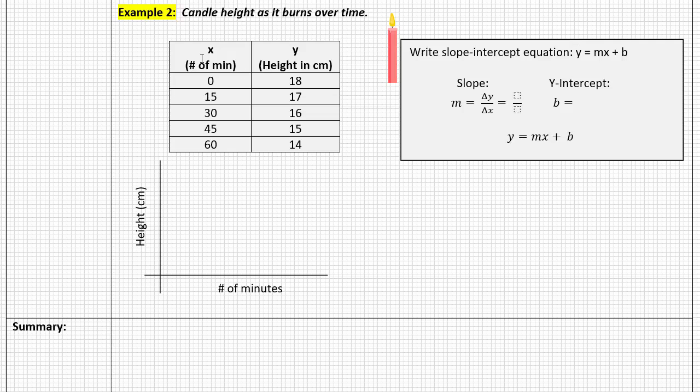So here's the data. This is taken from a candle, and every 15 minutes, so here it was at 0 minutes, it was 18 centimeters high, and then 15 minutes later we measured the height, and it was 17 centimeters, and we just kept measuring the height every 15 minutes.